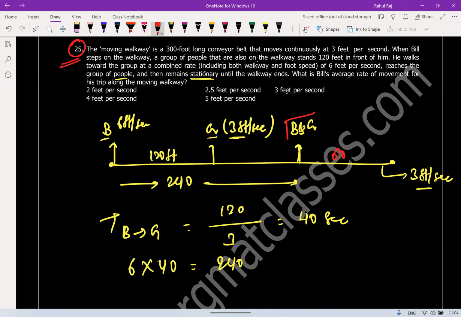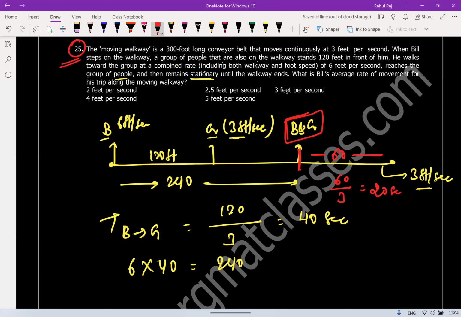So it says here that Bill moves with the group. Bill becomes stationary. And the rest of this 60 feet, Bill covers with just the walkway speed. This 60 feet, Bill covers the distance with the group. Simple logic. So what is the time taken to cover this 60 feet? 60 by 3. That is 20 seconds.